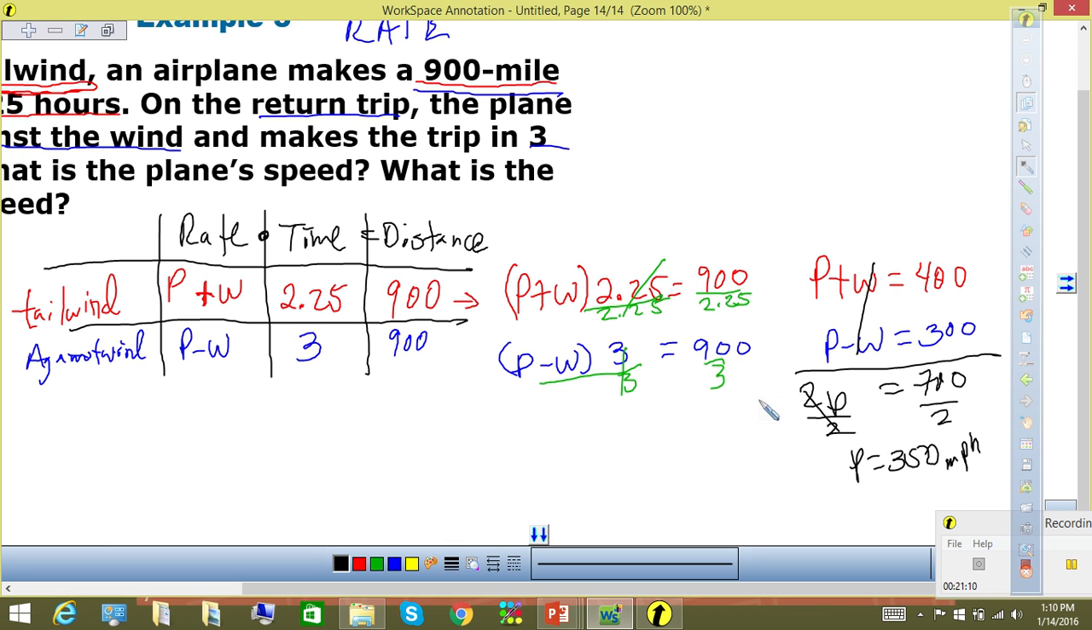So, Sergio, which one of these two equations shall we use to substitute this value and find the wind speed? P plus W equals 400. So therefore this is 350 plus W equals 400, minus 350. W equals 50 miles per hour. And you know how to write your statement, right? The plane speed is 350 miles per hour. The wind speed, 50 miles per hour.